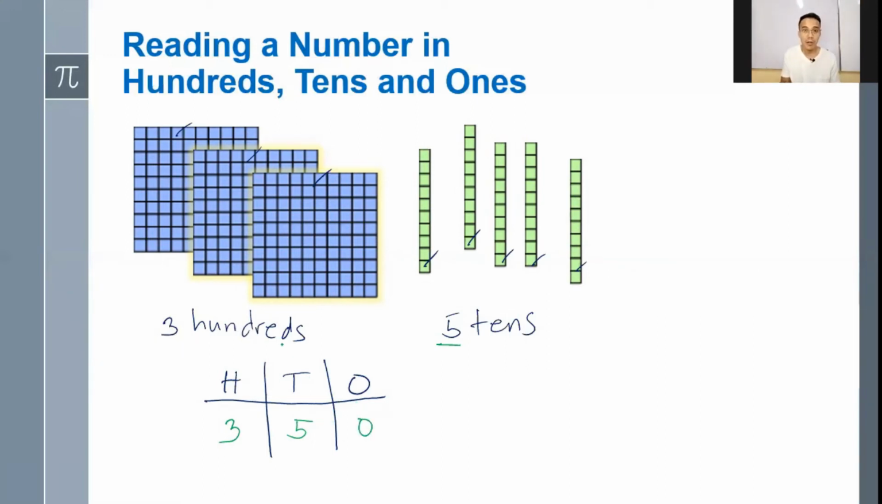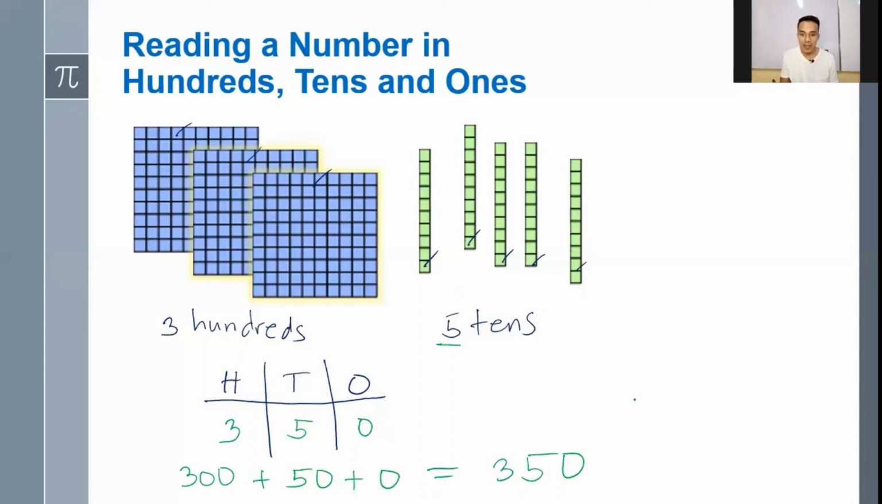So the number formed is, we have 3 hundreds, that is 300, plus 5 tens, that's the same as 50, plus 0 ones, that's 0. So our number is 350. Okay? We have also to learn how to get the sum of these numbers. So this is 300 plus 50 plus 0, that's 350.